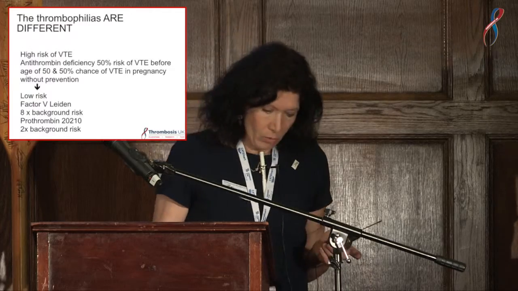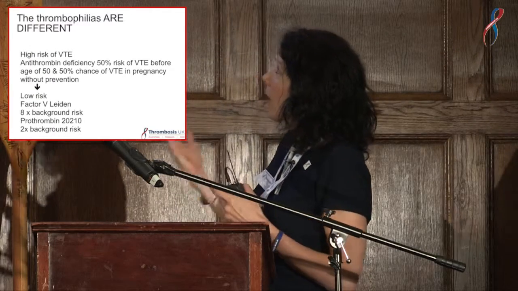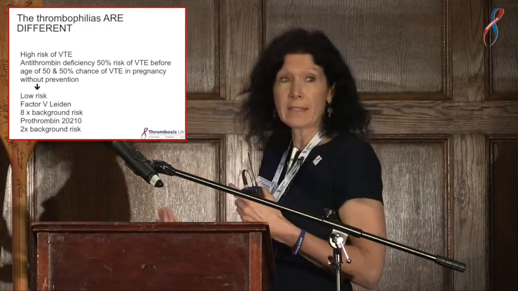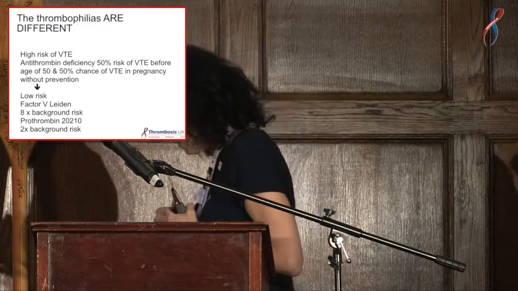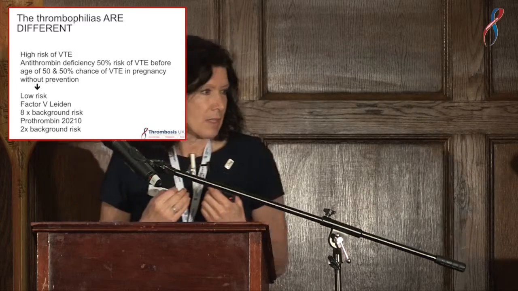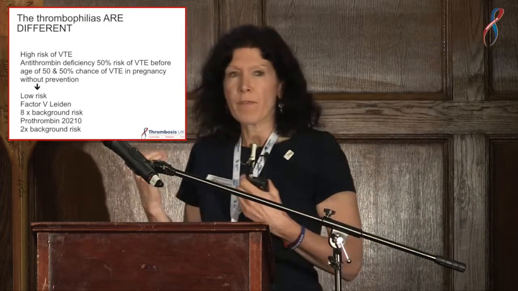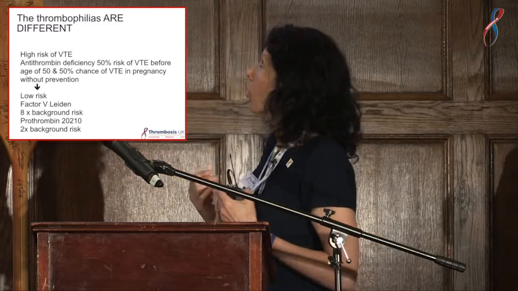So we've said lots of things. We said thrombophilia screens aren't as useful as we thought they were. They're really only useful if you've got a family history and you're white. And the other problem is, if you have a thrombophilia, they're not all the same. So we've got the high-risk ones. If you have antithrombin deficiency, antithrombin is a natural blood thinner. If you've only got 50% of antithrombin, then you've got a very high risk of having a clot.